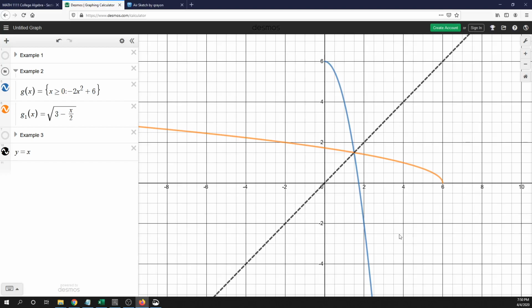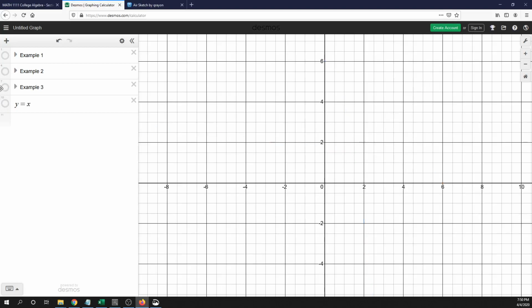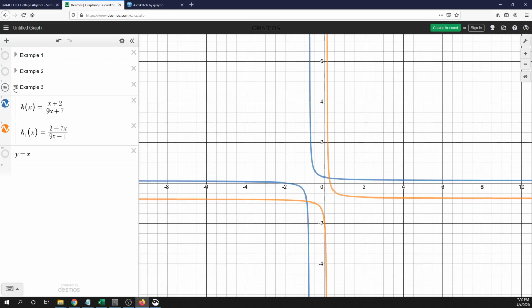All right. And then the last example. All right, in the last example, I have this rational function, x plus 2 over 9x plus 7. It looks like this. Okay. And again, its inverse is this function here. And I will show you how to calculate that out for a rational function like this in a different video.